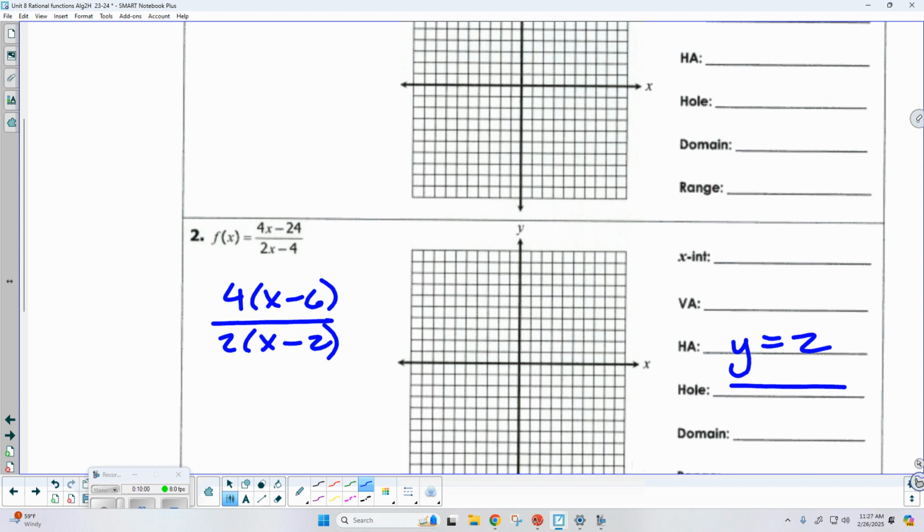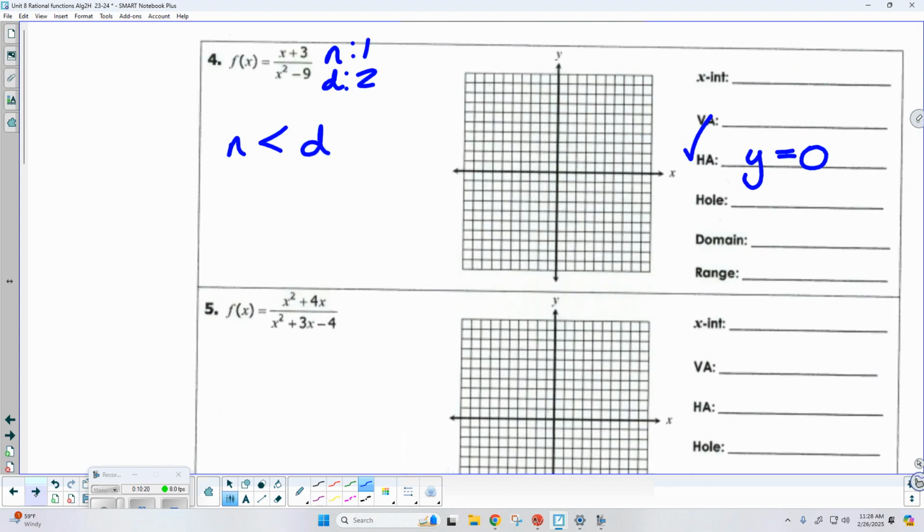Nothing cancels. Only if something cancels is there going to be a hole. So let me find one that does. Let's go to number 5. Or actually, we can do number 4. 3 does, but it also has the slant, so I'm not really wanting to take a look at that one too much. So what do you think, 4 or 5? Let's look at 4.